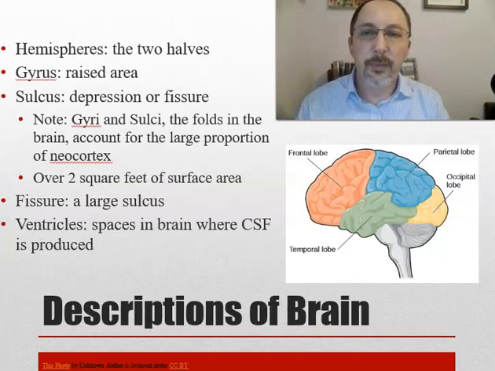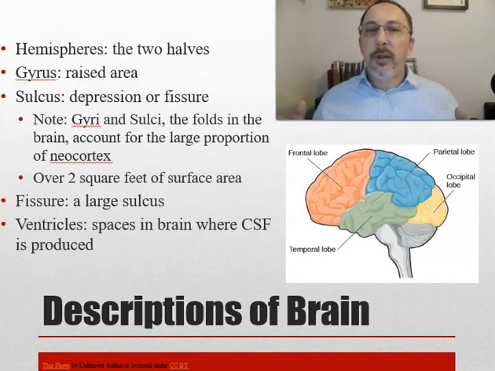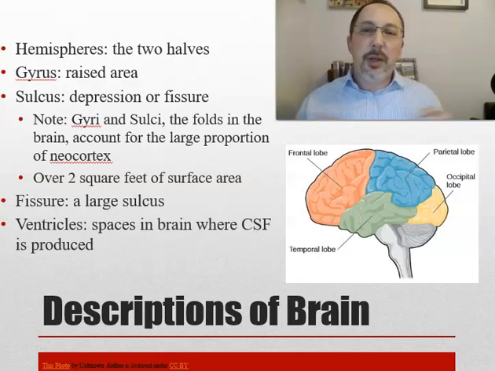Well, hemisphere, right? We have two halves of the brain. These are called hemispheres. And we've got a gyrus, which is a raised area, and a sulcus, which is a depression or a fissure. Gyri and sulci, the folds in the brain, account for the large proportion of the neocortex. So these folds are important, because if you had a perfectly smooth brain, you would not be able to function at all. This is the higher level processing that's happening on the surface, and these folds create more surface area. In the same way, harbors, right, give you more coastline than simply a straight coast.